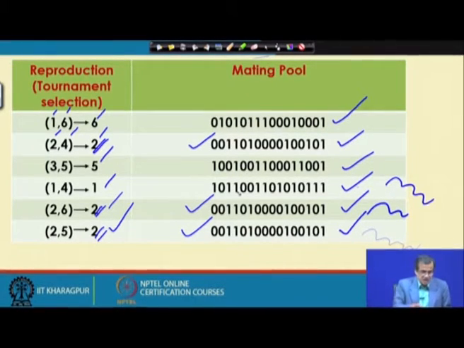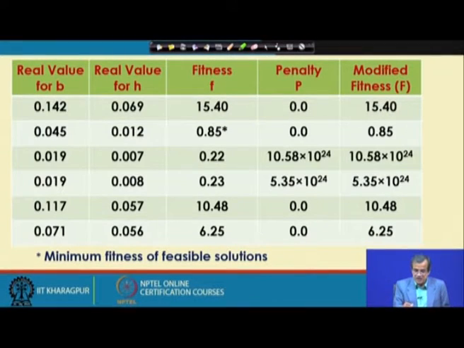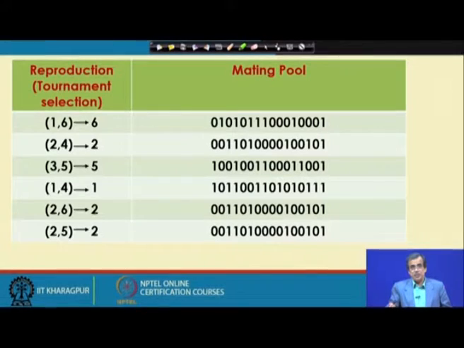The reason is, in terms of the fitness value, the second GA string is a very good GA string. If you see, this is 0.85. In fact, the second GA string was the best in the initial population, and we have got 3 copies of this particular GA string in the mating pool.